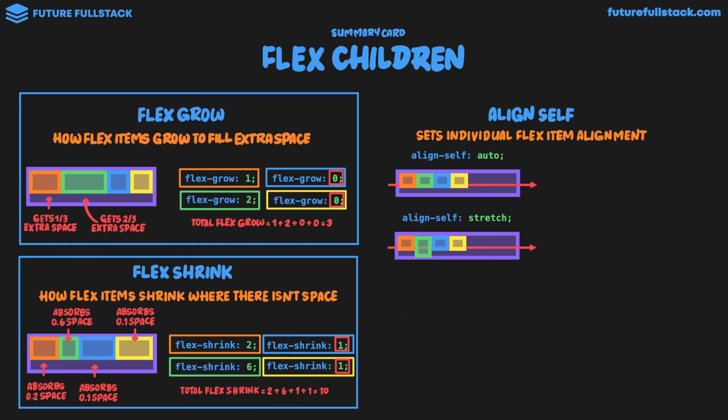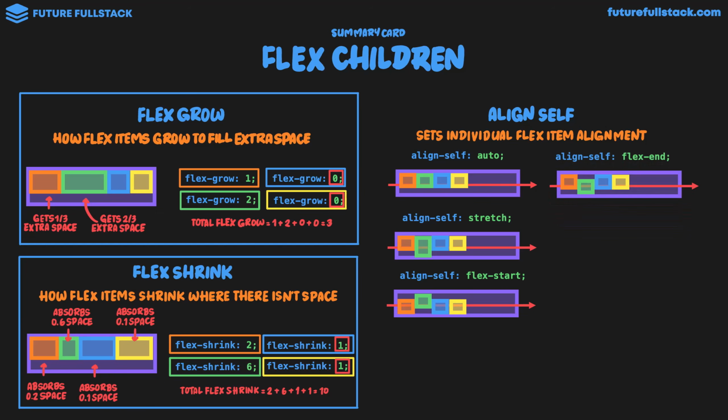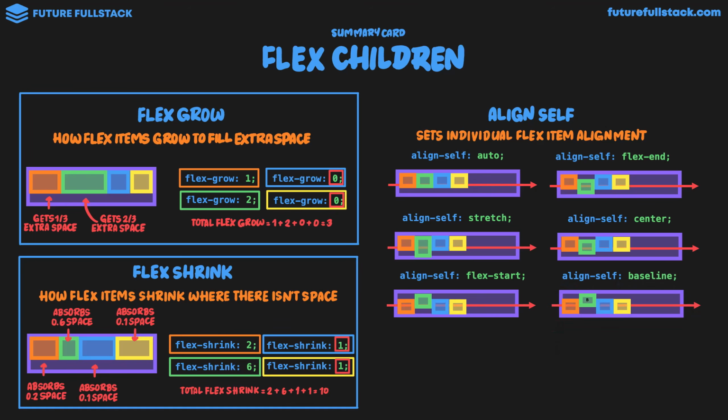We saw align-self: flex-start. To better show this, I've set the align-items value to flex-end, which means all our flex items will be at the end of the cross-axis, and you can see the green box is at the start of the cross-axis. The next value was align-self: flex-end, and you can see the green box is at the end of the cross-axis. The next value was align-self: center, where you can see the green box is centered along the cross-axis. And the final value was align-self: baseline, where when your flex item has some text, it will align according to the baseline of its own text.